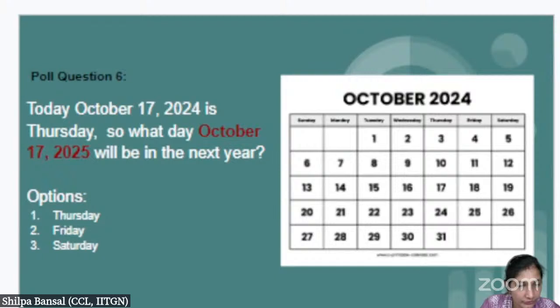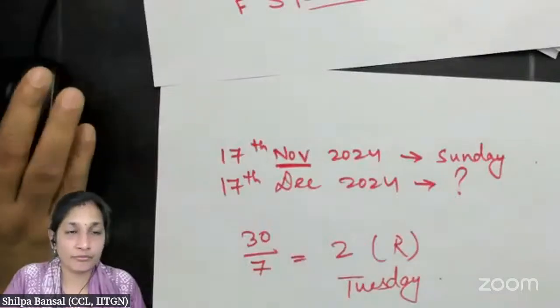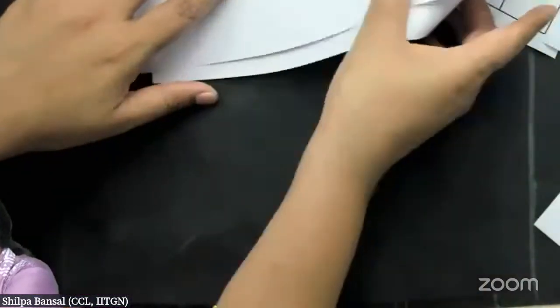Okay. 8 of you have answered and it is Friday only. So it is correct. Let me end the poll. And it is correct only. Why? Because in between 17 October and the next, there is a gap of 1 year.